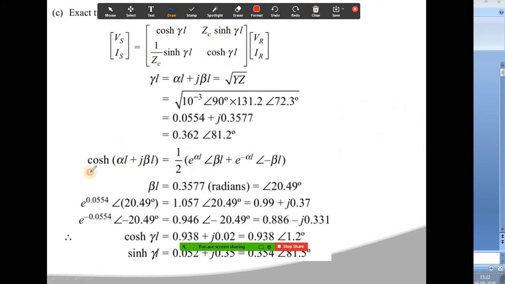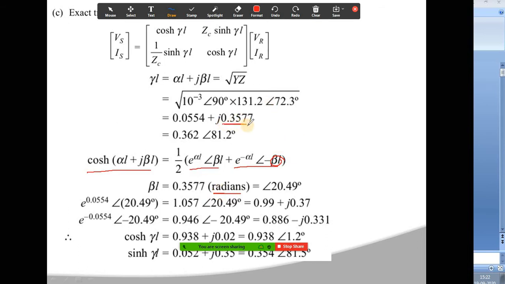So now cosh of alpha L plus j beta L can be written as 1 by 2 into e power alpha L at an angle of beta L plus e power minus alpha L at an angle of minus beta L. Now what is beta L here? Beta L is the angle equal to 0.3577, which is in terms of radians.